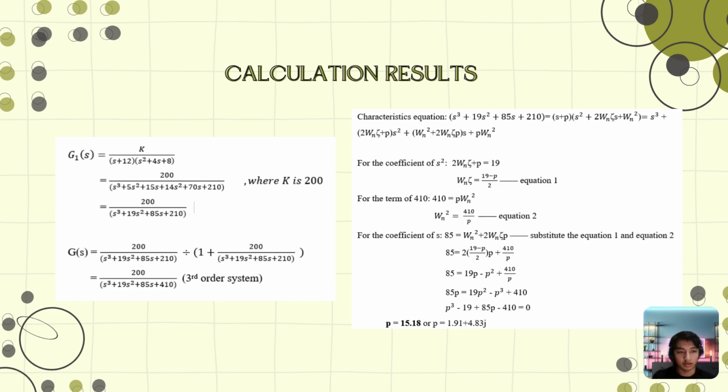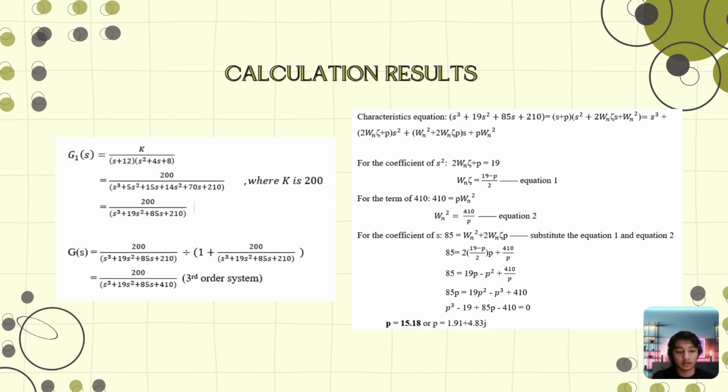So I will explain about the calculation result. Here is the calculation before we do the simulation. The summation given is here. As you can see, G1(s) equals K over (s plus 12)(s square plus 4s plus 8). We simply expand the bracket below, and K is already given as 200, so we just substitute the K. And that's what we got for our transfer function.